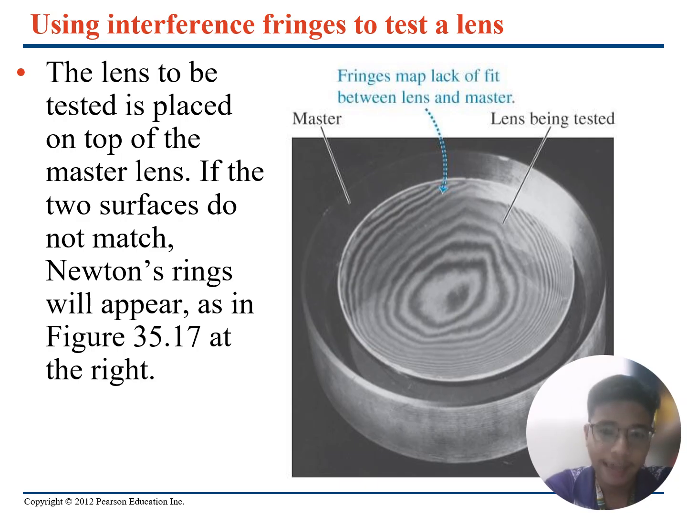This method is widely used in optical manufacturing to ensure that lenses meet strict quality standards. It demonstrates how interference can reveal imperfections that are far too small to detect by ordinary observation.